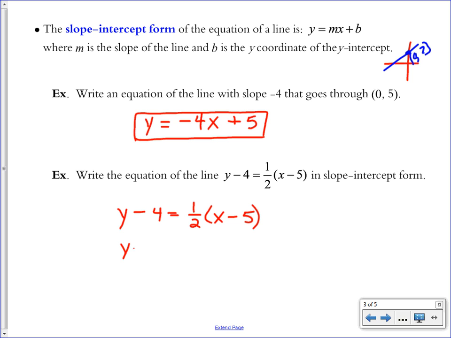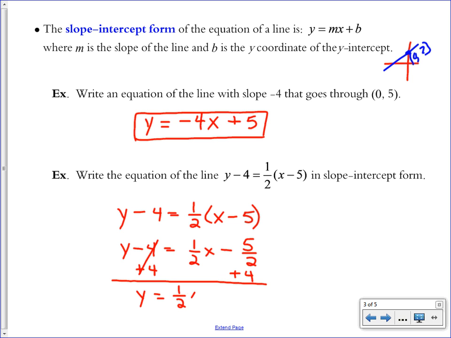I'm going to start by getting rid of the parentheses using distribution. 1/2 times x is 1/2 x. 1/2 times that -5 is -5/2. I'm almost there, one step closer. Now I need to get the 4 off of the left side of the equation because the y has to be by itself over there. So I'm going to add 4 to both sides so that this side just has y on it now.